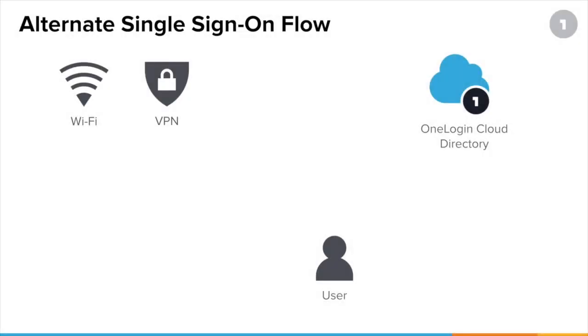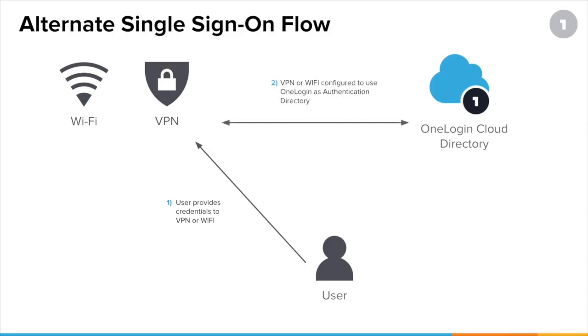For services like Wi-Fi or VPNs, a user would provide their OneLogin credentials directly to the VPN or Wi-Fi service. For example, a user might provide their OneLogin username and password to a VPN client installed on their laptop. The service has been configured to use OneLogin for authentication, either through Radius or VLDAP. Thus, the credentials are forwarded to OneLogin. As long as the credentials are valid, the user will be allowed to connect to the service.